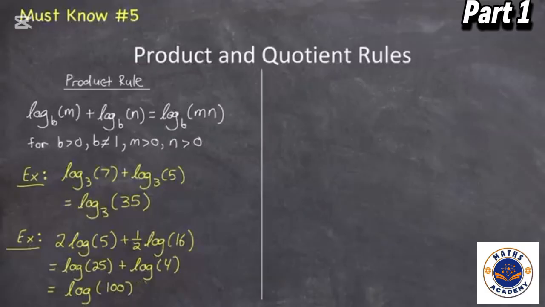And this would be easy to actually fully evaluate. Log 100 means what exponent goes on 10 to get 100? That's 2. The second rule for this section is the quotient rule of logarithms.